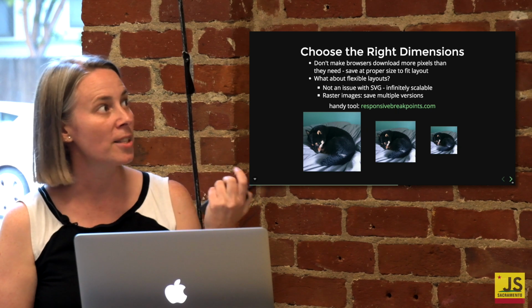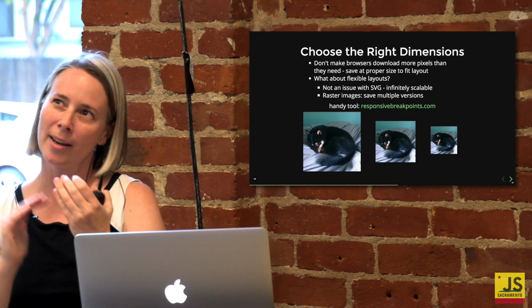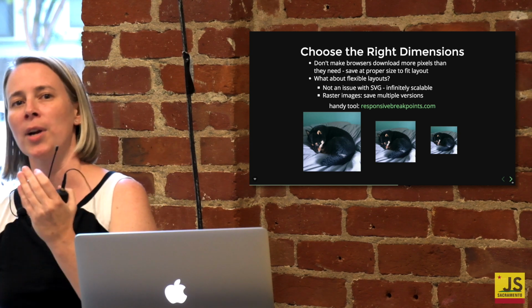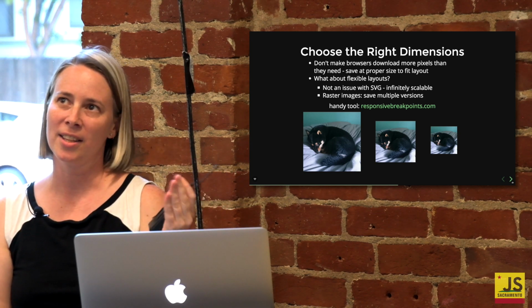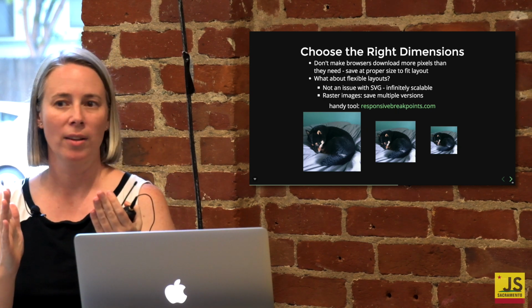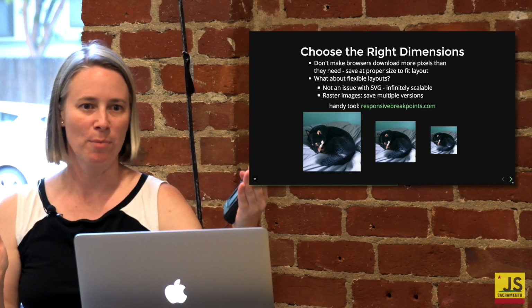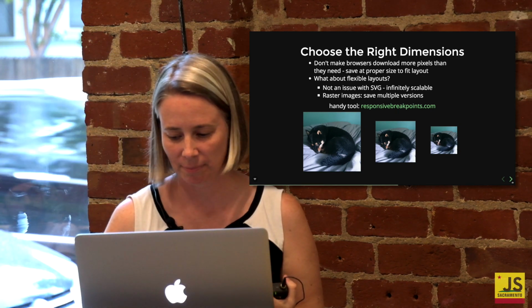This tool, Responsive Breakpoints, is a handy one that you can look at, and you can say, OK, I want to have this many versions, or I want to go from this size to this size, and I don't want anyone to have anything that's more than 100 pixels too big or too small. And it'll tell you what sizes to make from that image. So it can be really handy for that.